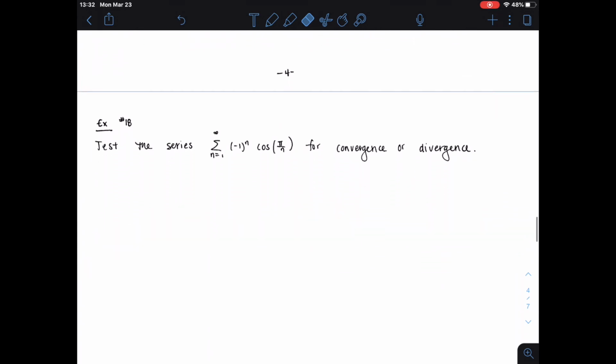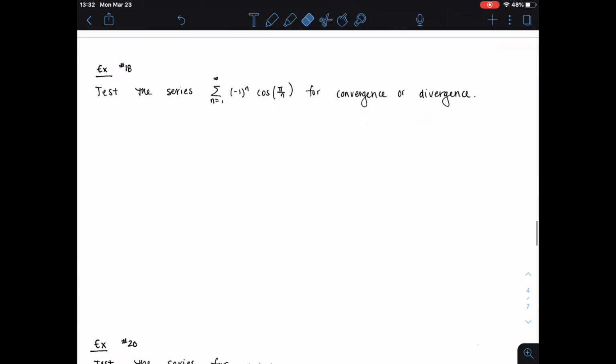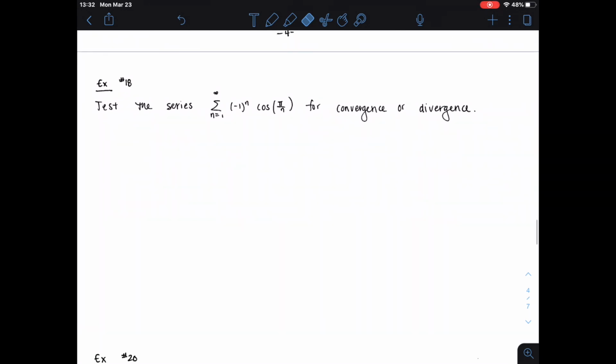So let's go ahead and try this one as well. We want to test the series for convergence or divergence. So that alternating part is in there, which is going to be an indication. Let's try the alternating series test. But this is going to be one of those examples where it's going to fail.